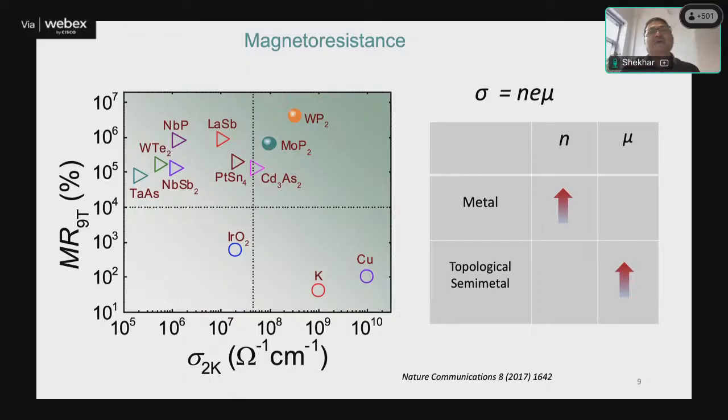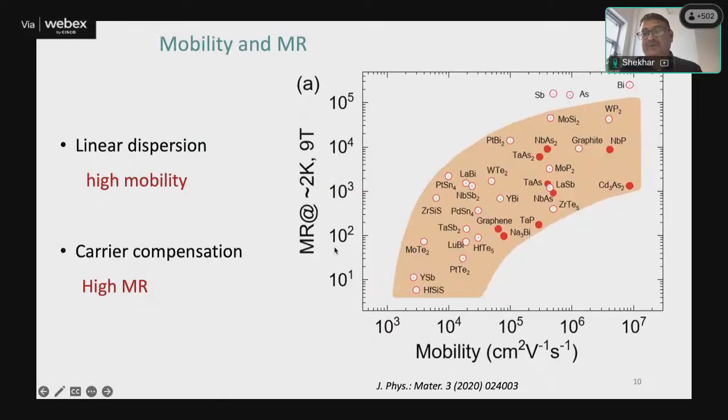So once we have this combination of electron and hole, then we can expect a large amount of magnetoresistance. In copper and potassium, only one type of charge carrier, the electron, is present, so we don't expect high magnetoresistance. And what magnitude is governing this magnetoresistance? That is mobility.